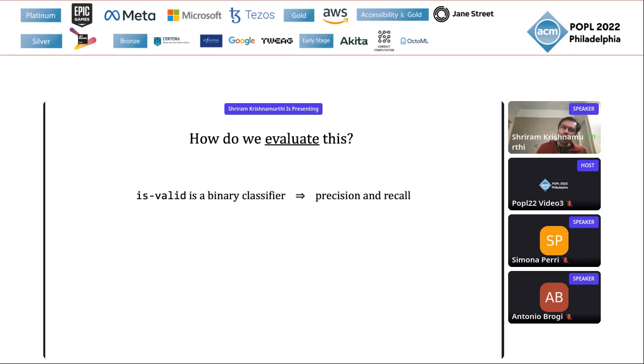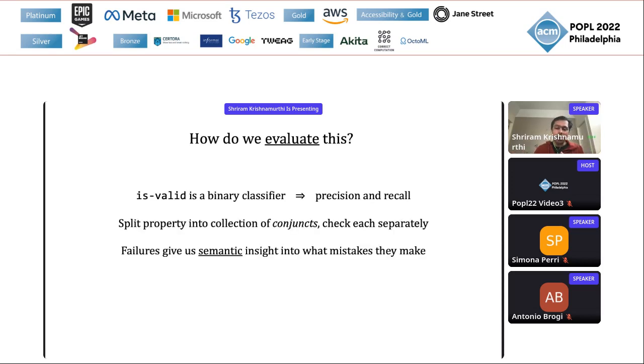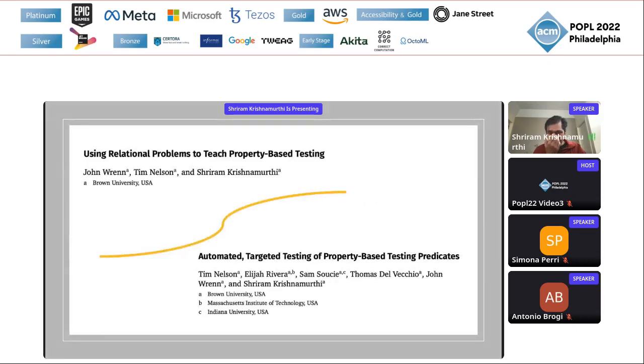Just like there, I was focused on the misconceptions they have. Similarly, here, I want to understand what misconceptions they have. So what we do is somewhat different. We split the property into a collection of conjuncts and check each of those separately. And the failures give us some semantic insight into what kinds of things are going wrong. Okay. So this is, again, a sequence of things we've been doing. I'll call out Sam Tobin-Hochstadt here because he introduced me to Sam Susi, who's an undergrad of his, who collaborated with us on this. And so we've been trying to work on this from several different angles.